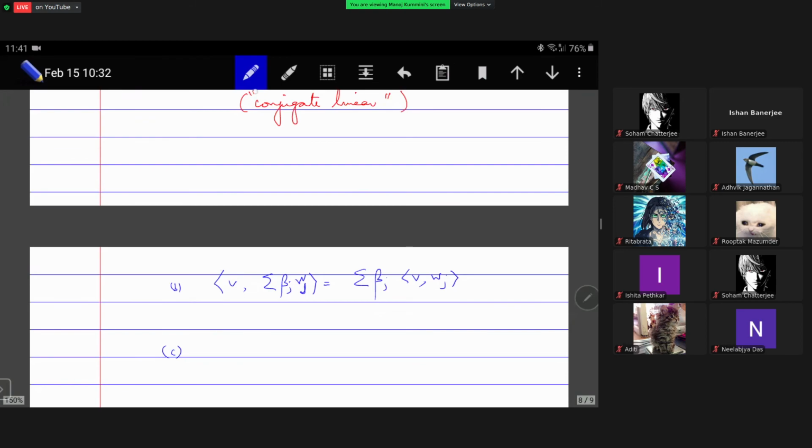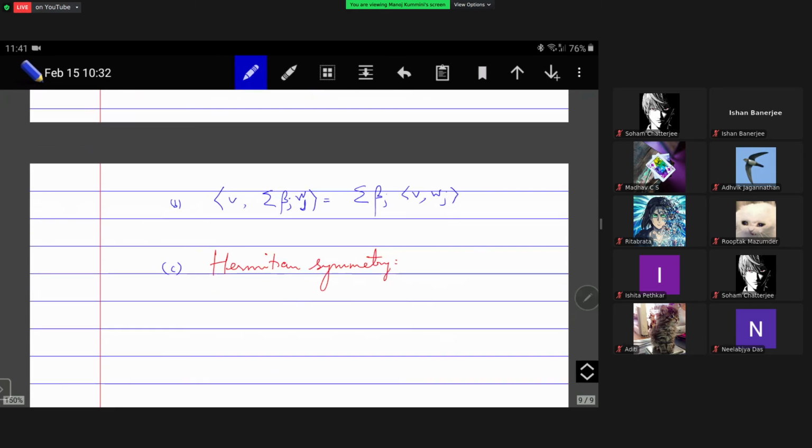What is called Hermitian symmetry, which is: v, w. If you take this and swap their order, v and w, if it were a symmetric thing we would just write that w comma v is the same thing as v comma w. But this is what is called Hermitian symmetry. There's a complex conjugation here.